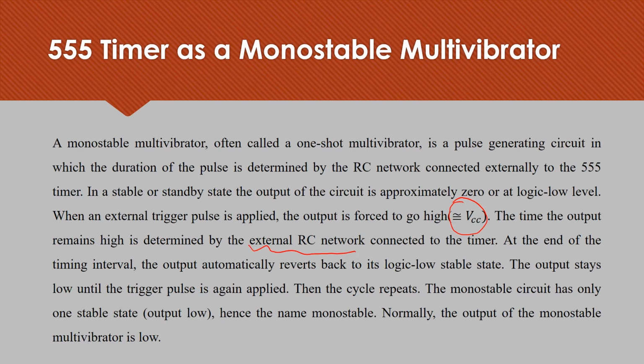At the end of the timing interval, the output automatically reverts back to its logic stable state and the output stays low until again the trigger pulse is applied. Then the cycle repeats. The monostable circuit has only one stable state, that is output low, hence the name monostable. Normally the output of monostable multivibrator is low.